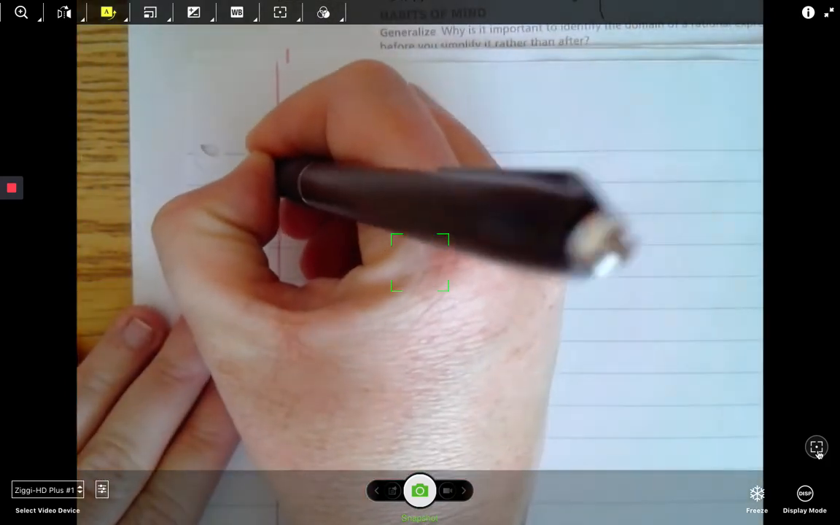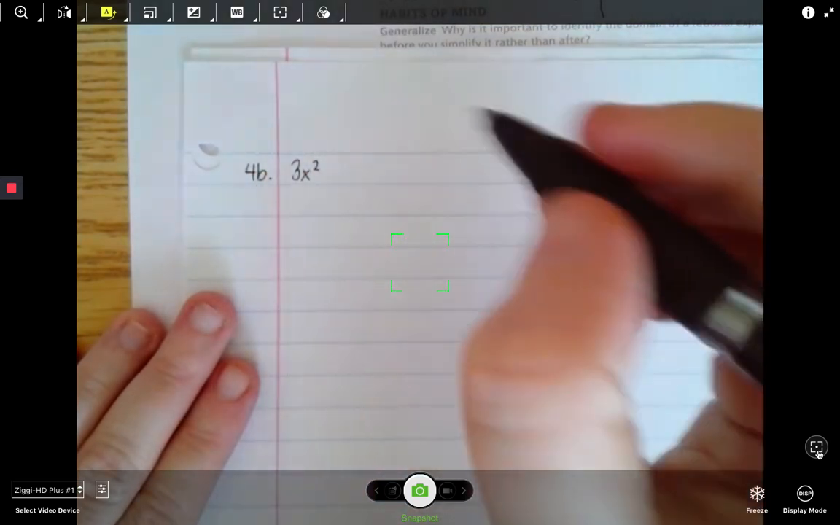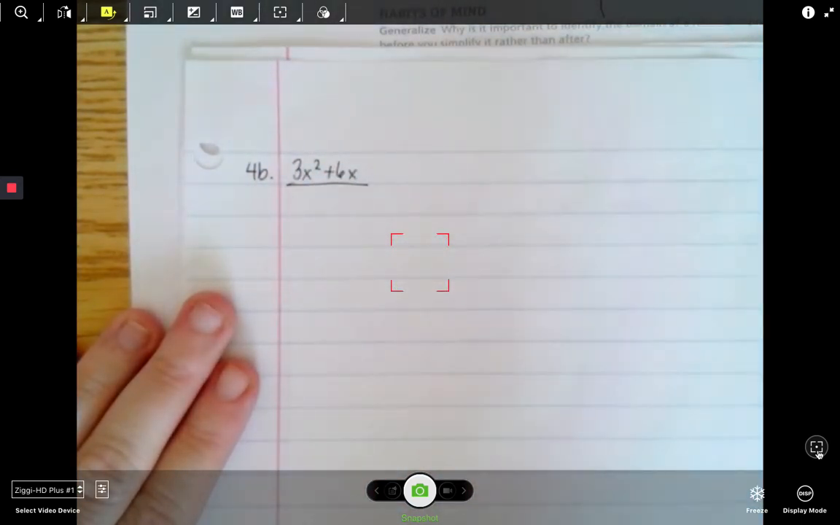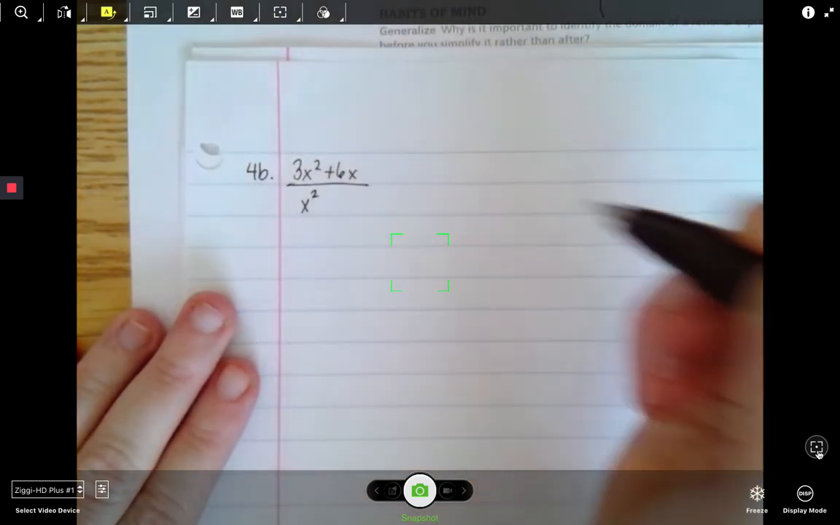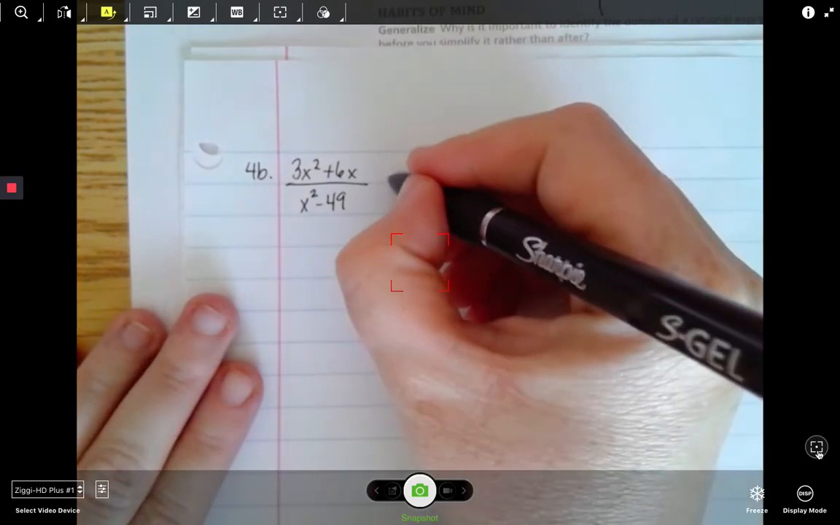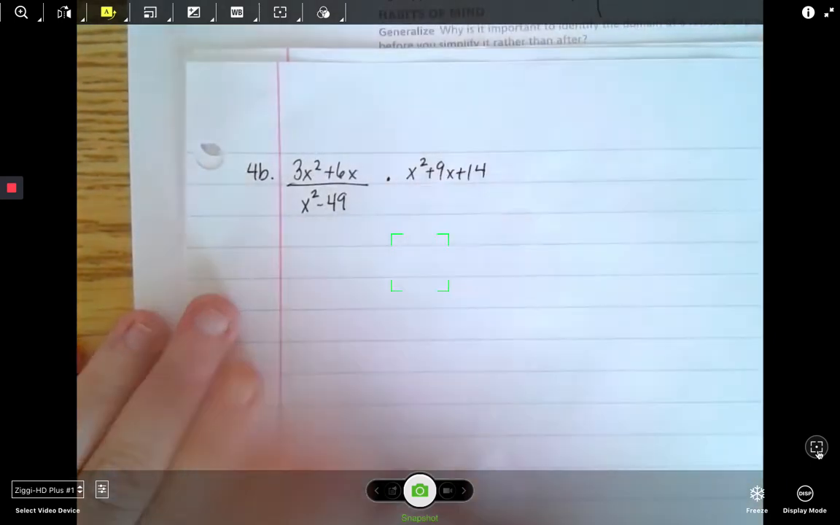Alright, 4b. Got 3x squared plus 6x over x squared minus 49 times x squared plus 9x plus 14.